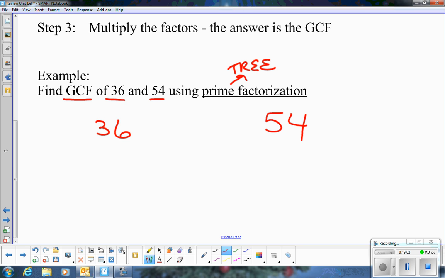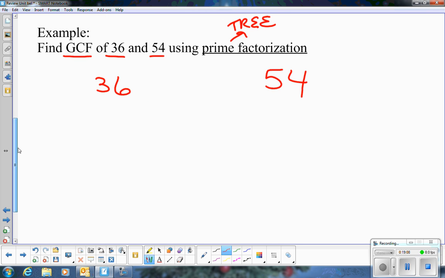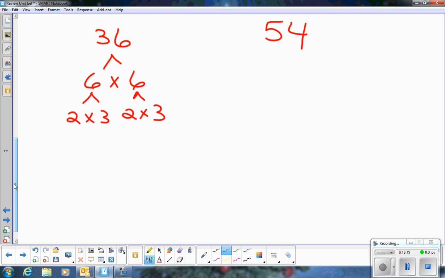Please do one tree at a time. Work carefully. Go ahead. You'll get confused otherwise. Go ahead and make your trees however way you choose, if you want to do 6 times 6 or 9 times 4. But when you get done, I want you to check the board and make sure that your prime factorization is the same as mine.